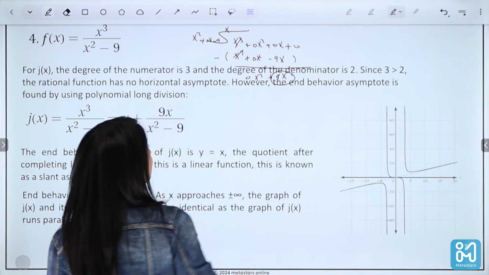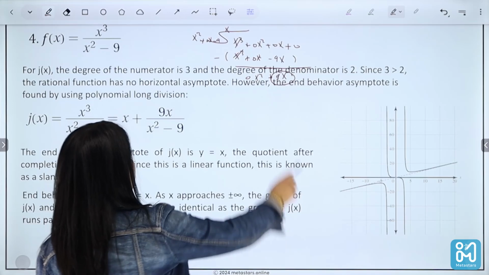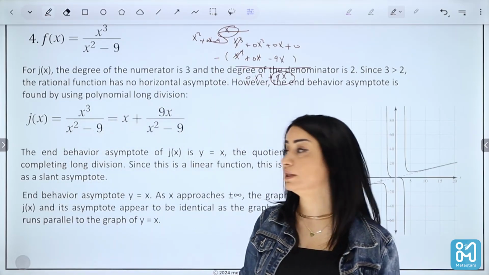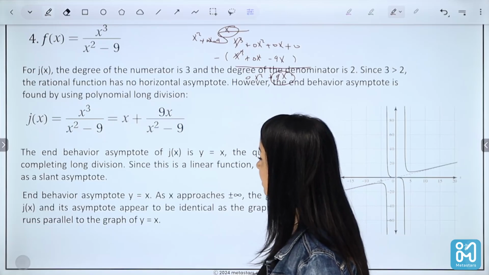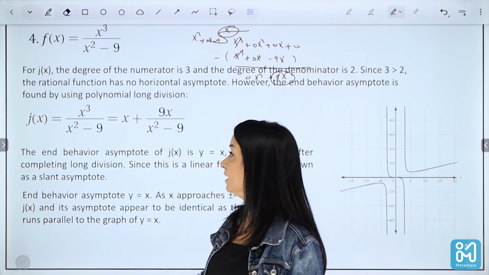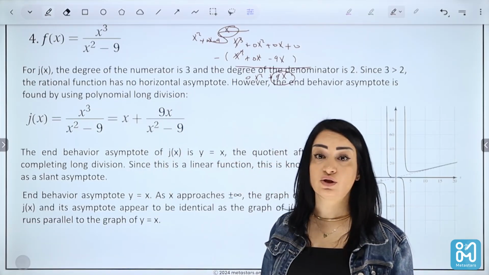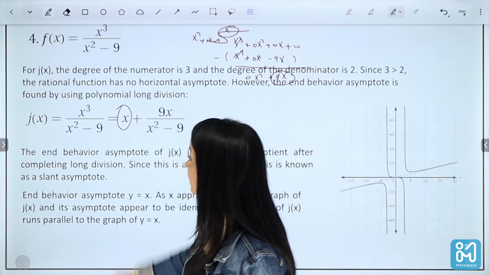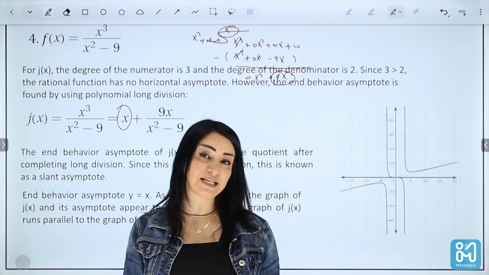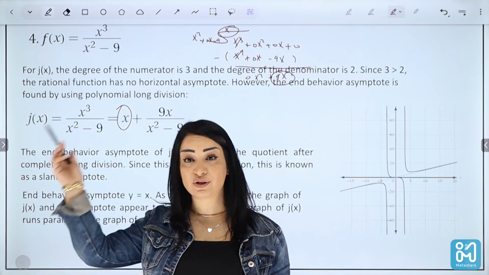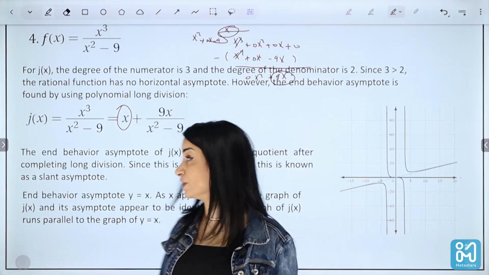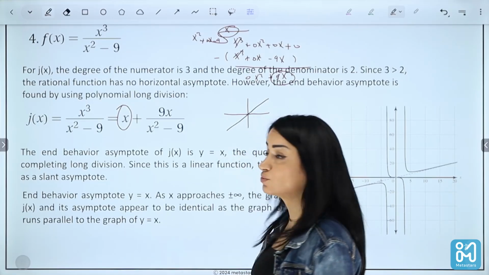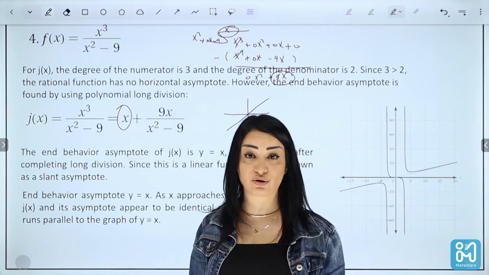So the remainder here is equal to what? 9x. And what is the quotient? The quotient is equal to x. So how can we write now the answer? The answer is equal to x plus 9x over x squared minus 9. So the end behavior here is only what? It's only the quotient. We have the quotient here, actually it's linear. So the quotient represents what? It represents a linear function, y equals x, like this. So this is the end behavior of our rational function.